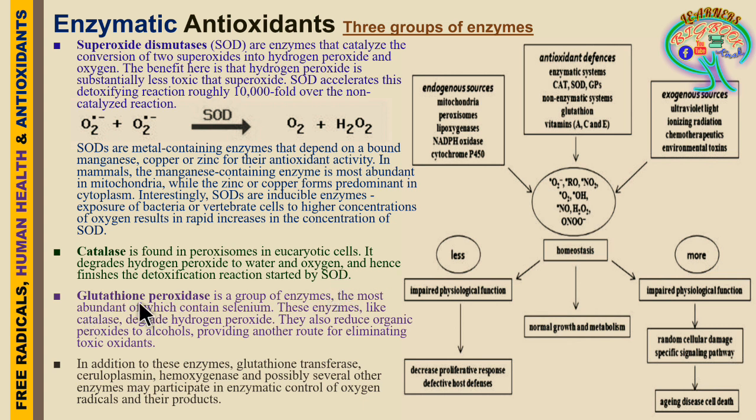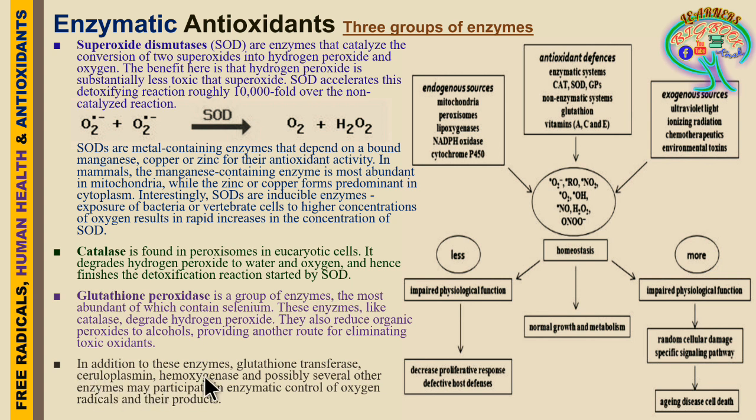Further is glutathione peroxidase, a group of enzymes, the most abundant of which contain selenium. These enzymes, like catalase, degrade hydrogen peroxide. Even this is going to catalyze the hydrogen peroxide. They also reduce organic peroxides to alcohol. So when they catalyze the hydrogen peroxide to water or alcohol, this is one of the finest forms to detoxify the particular cell or tissue, and this can be easily removed from the body of the organism.